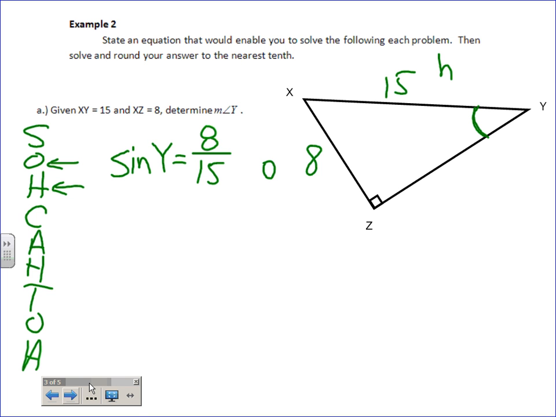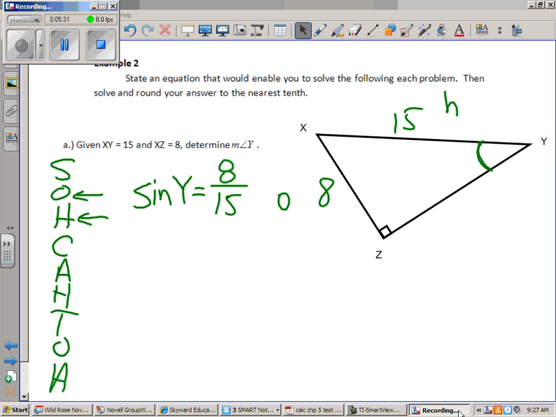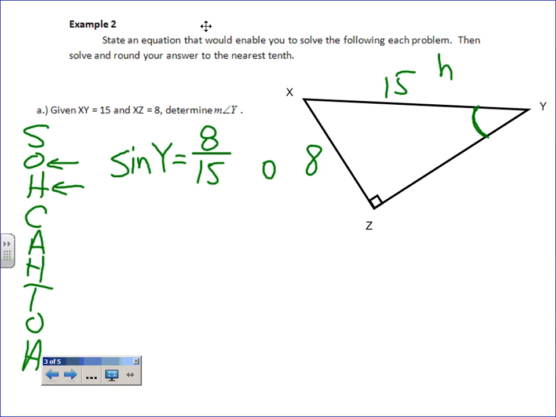And so what you're going to want to do is go grab a calculator if you don't have one already. And what's probably the first thing you should do is make sure you're in the correct mode. And which mode do you suppose you're supposed to be in? Degrees.